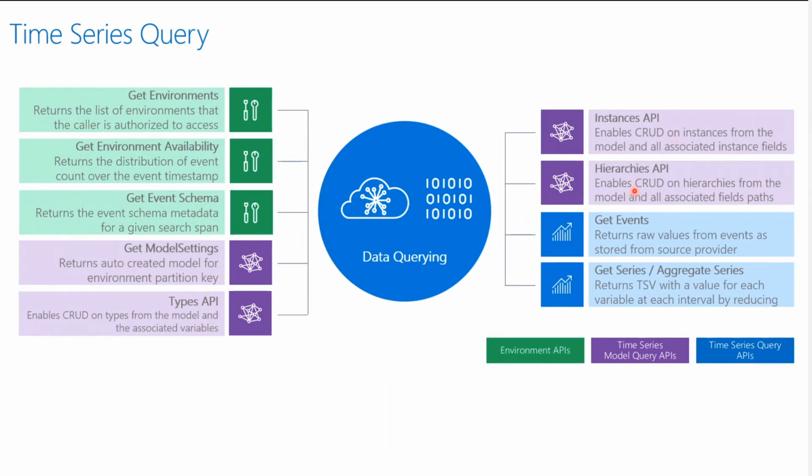And how can I go and organize my data in a hierarchical manner? That way I can use this API and seamlessly do it. So this is the second category through which customers can go and query the data or update the model. Then comes the time series query API. This is where most of the data is computed and retrieved.